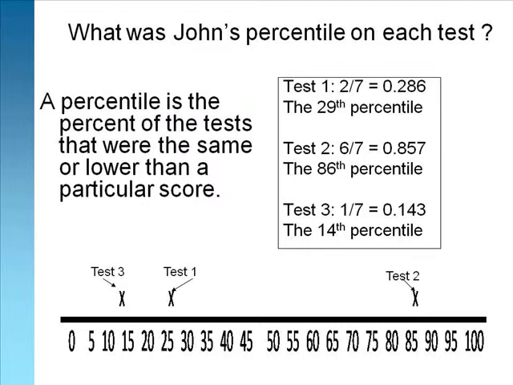Compared to other students, John's 60% correct was a high score on Test 2. Only 1 student, or 14% of the students, scored higher.